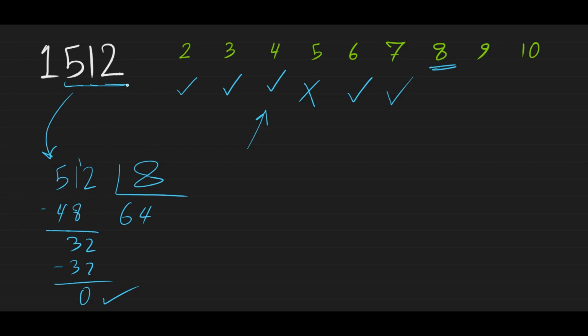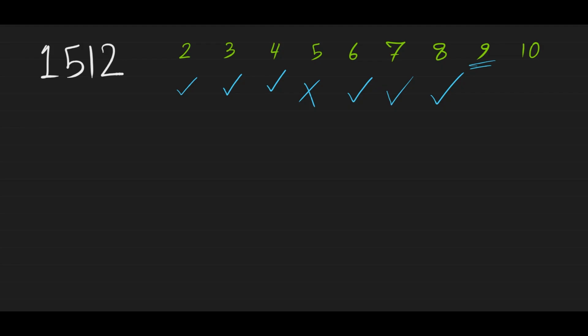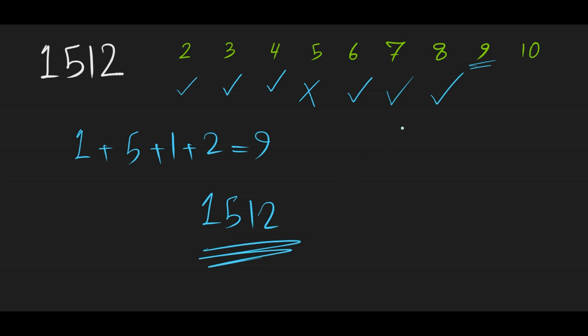If the last 3 digits create a number that is divisible by 8, that means the original number is divisible by 8 too. Let's go for 9. And this one is similar to 3. We know our number is divisible by 9 if the sum of the digits is also divisible by 9. So again, if we split our number apart and then add 1 plus 5 plus 1 plus 2, it will be equal to 9. And is 9 divisible by 9? Yes, of course. So we also know that 1512 is divisible by 9.